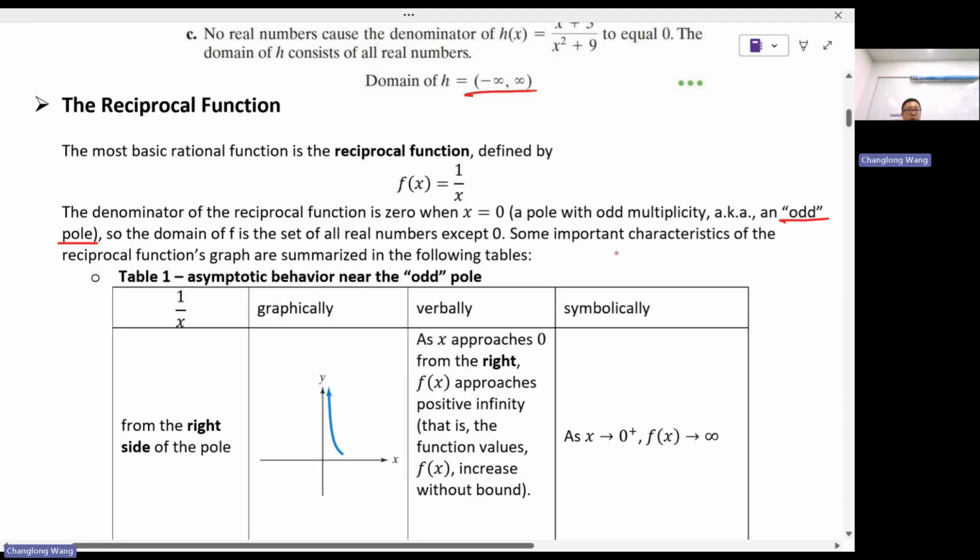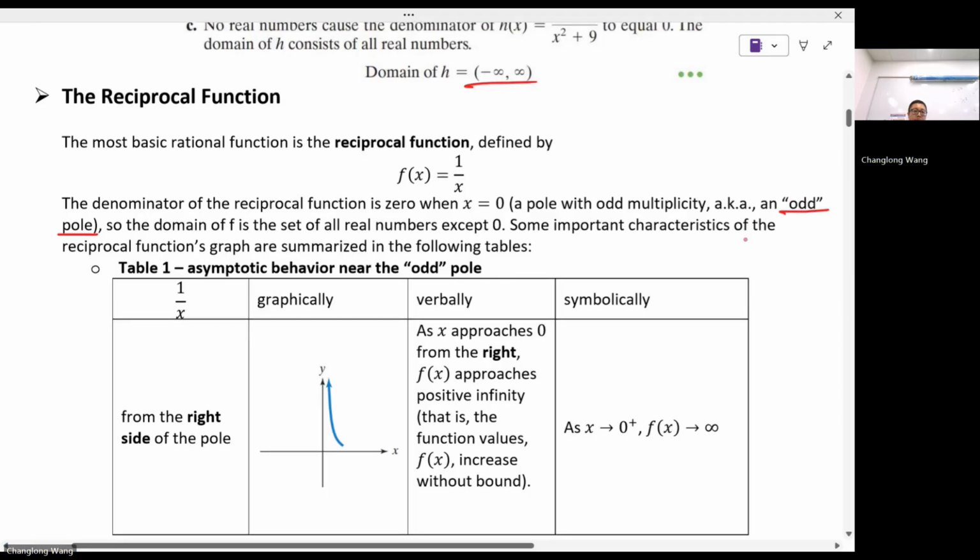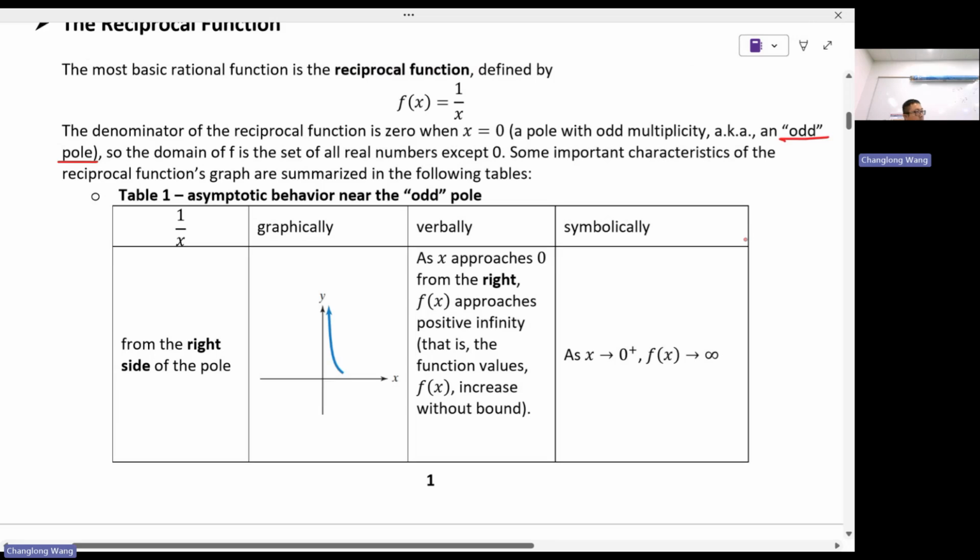And the odd is not referring to the number being odd or not, right? Because here 0 is an even number, right? But it's referring to the multiplicity. Okay. So like I said, it is the pole that makes the rational function a bit harder to deal with. So let's see how the function, let's say 1 over x, the simplest kind of rational function, will behave at the pole or near the pole, right? Because you're not going to be able to get exactly at the pole.